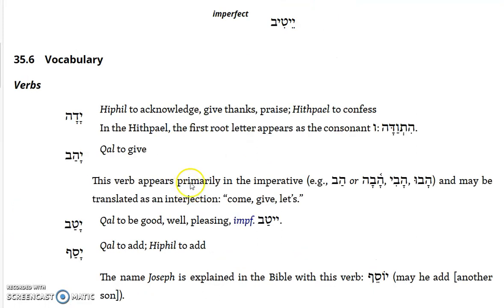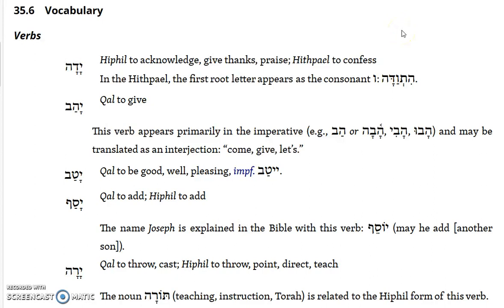As far as vocabulary, he gives you many first Yod verbs. So you have Yada, which most often occurs in the Hifil, which means to give thanks or to praise, Hoda. And in the Hithpael can mean to confess. And note in the Hithpael, the original first Vav shows up, so it ends up being Hitvada as the form.